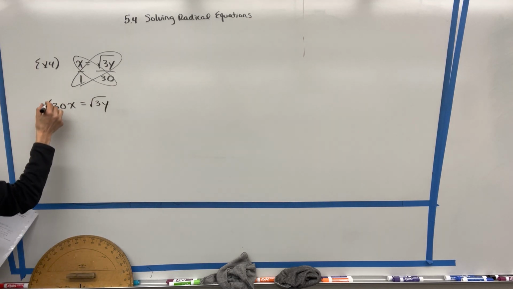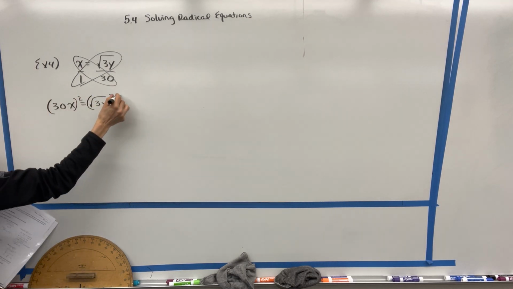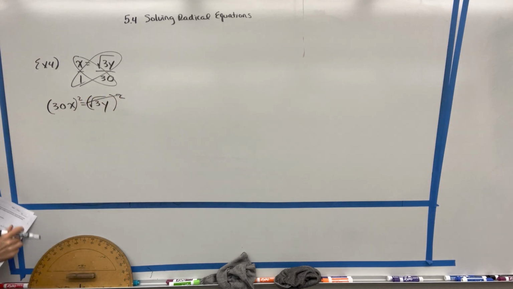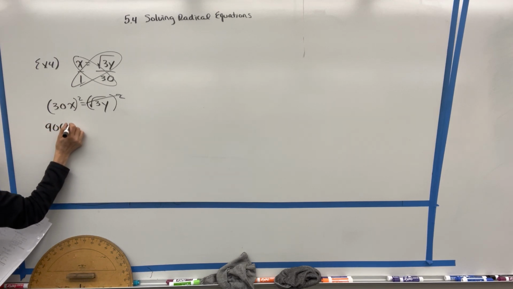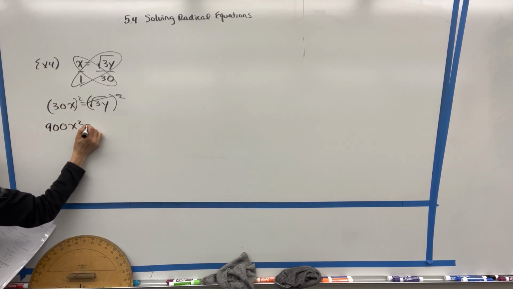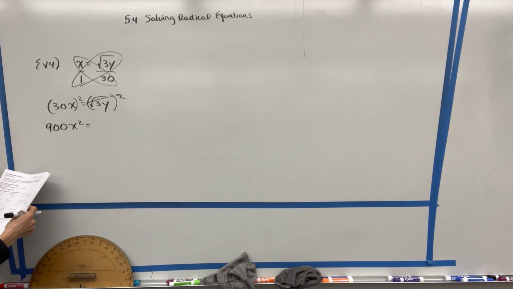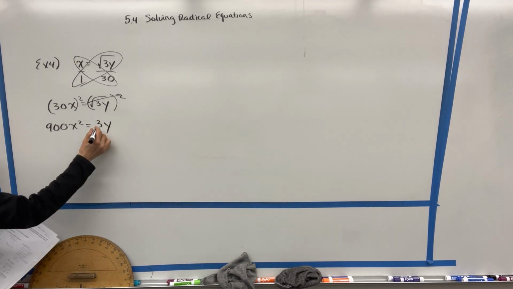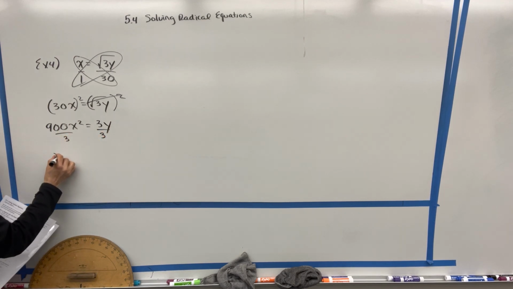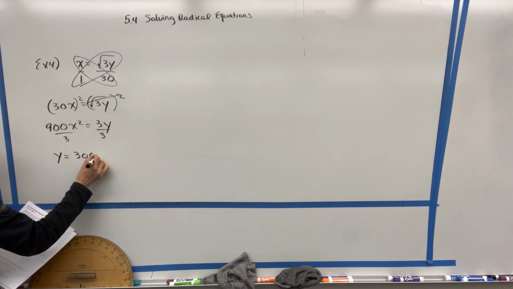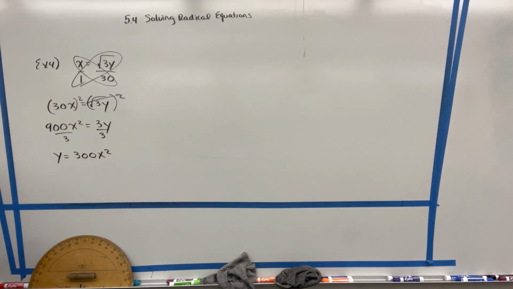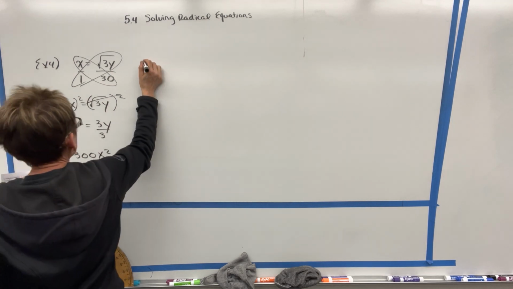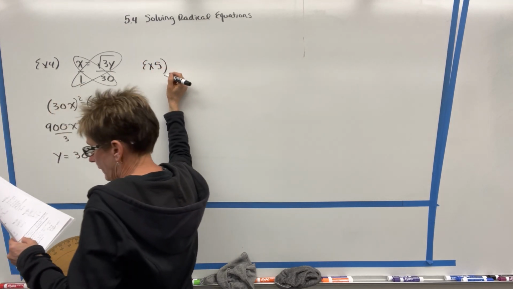If I want to solve for y, I'm going to need to square both sides so that I can get this to just say y here. 30x squared is 900x squared. And then the square root of 3 times y squared becomes 3y. To finish solving for y, I would need to divide by 3. So I'm going to get y equals 300x squared. In this particular case, we're basically just reformatting the problem to solve for a different variable.